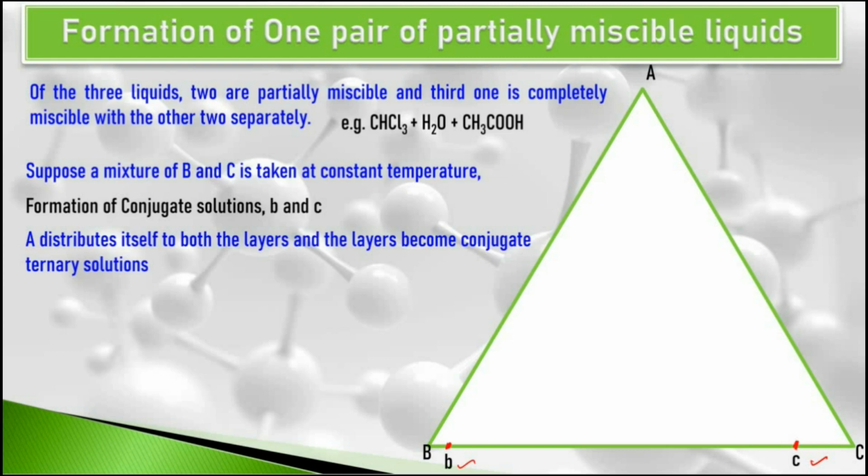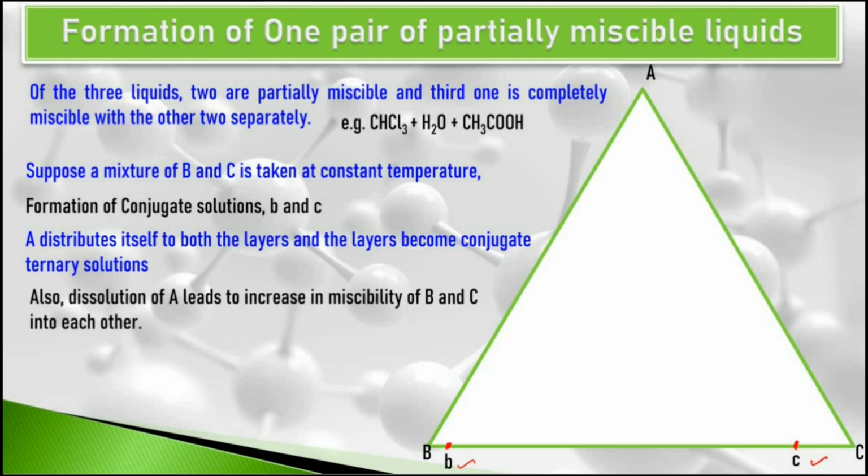There happens one more thing. Since A is miscible with B and C, on adding A the miscibility of B and C, which were partially miscible liquids, also increases. That is, when A is dissolved, it leads to increase in the miscibility of B and C into each other. That means in the beginning, the conjugate solution of B and C was such a way that 90% B and 10% C, or 95% of C and 5% of B.